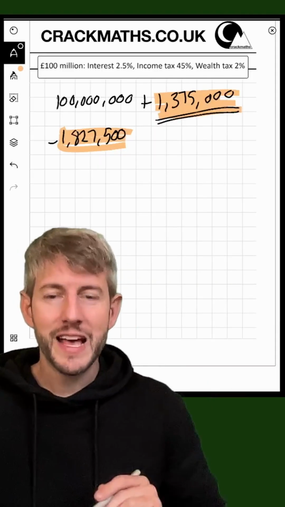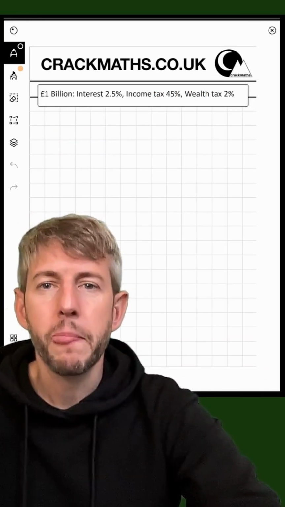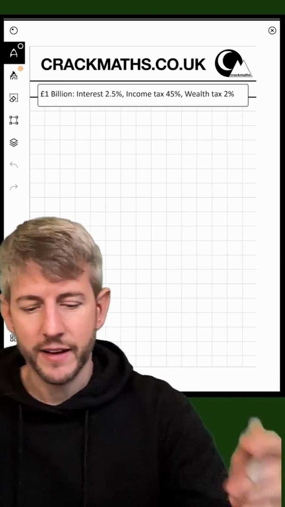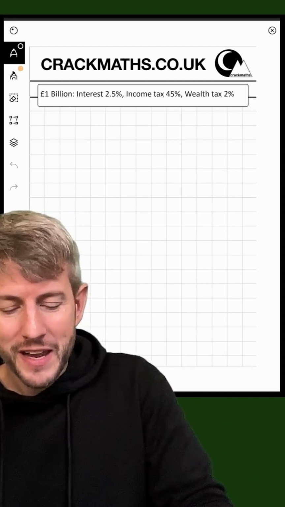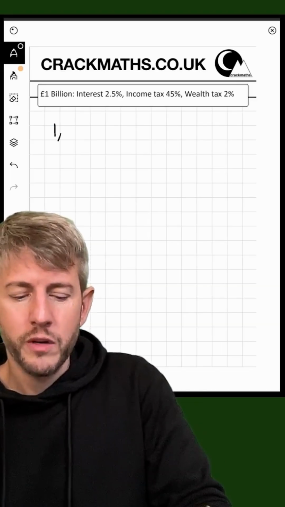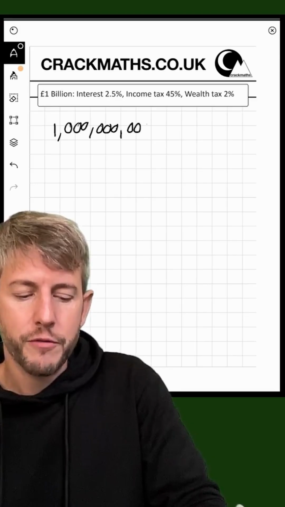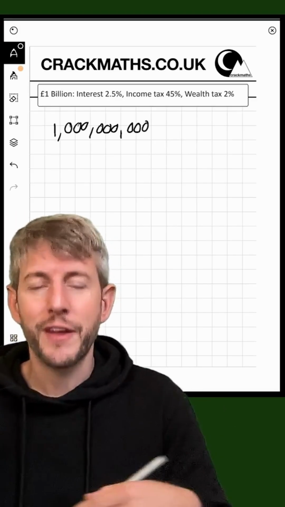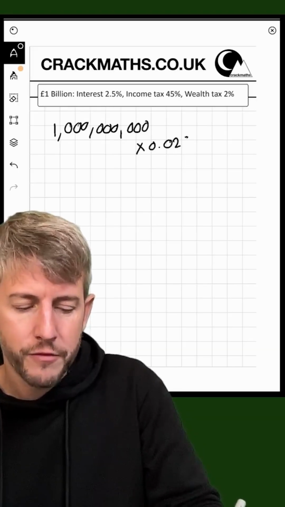Right, now let's have a look at the billionaire. So here we go, we've got a billionaire here. So the billionaire, same interest, same income tax, same wealth tax. So it's going to be a lot of zeros this time. So a billion looks like this. So 1, 2, 3, 1, 2, 3, 1, 2, 3. So let's first of all find out how much interest they naturally receive on this money. So we're going to multiply this by 0.025.